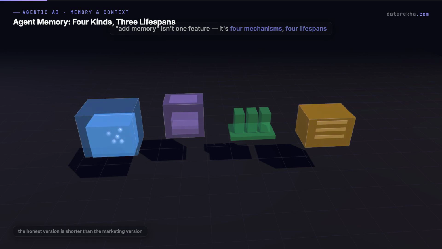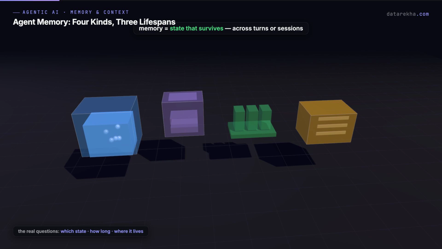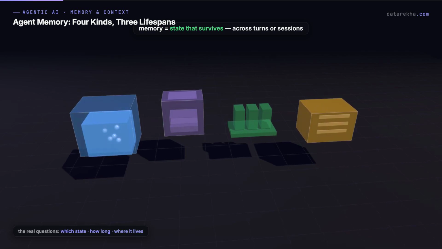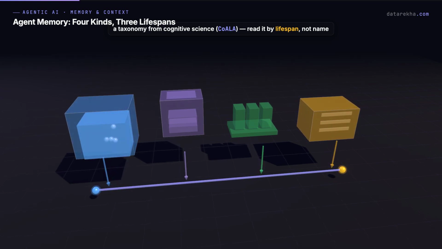Memory in an agent is just state that survives across turns or across sessions. The real questions are which state, how long, and where it lives. The field borrowed a taxonomy from cognitive science anchored by the CoALA paper with 4 names. Read it by lifespan, not by name.